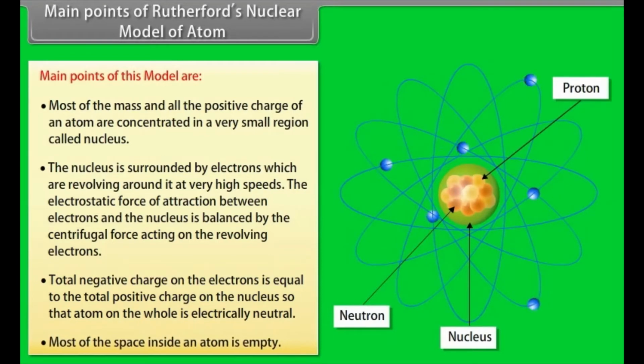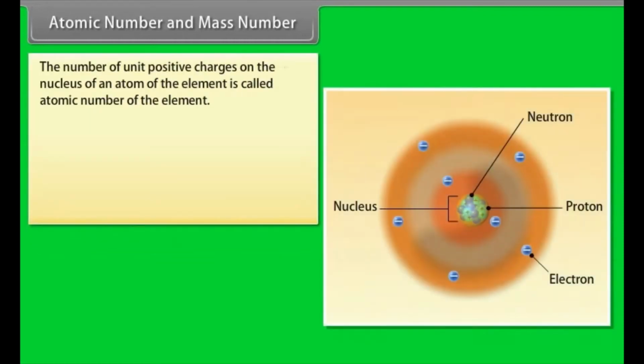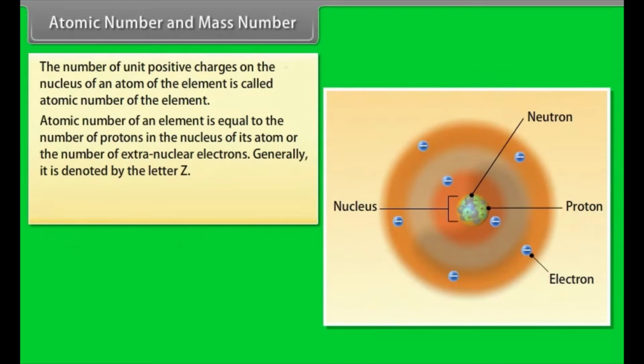Number 4. Most of the space inside an atom is empty. Atomic number and mass number. The number of unit positive charges on the nucleus of an atom of the element is called the atomic number of the element. Atomic number of an element is equal to the number of protons in the nucleus of its atom or the number of extranuclear electrons. Generally, it is denoted by the letter Z. Atomic number Z is equal to number of protons, which is equal to number of electrons.